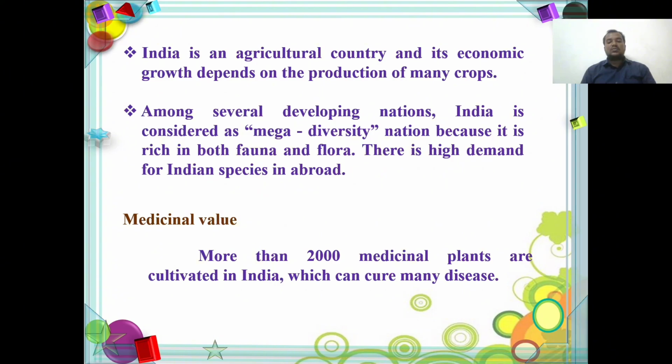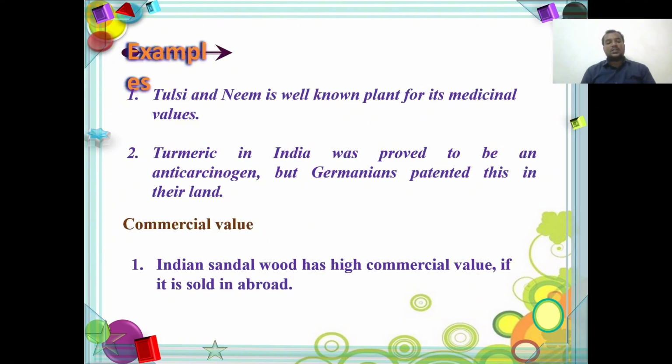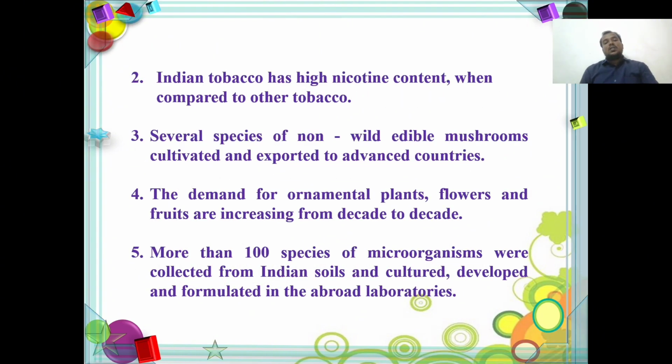Then, medicinal value: more than 2,000 medicinal plants are cultivated in India, which can cure many diseases. Then, commercial value: commonly, sandalwood is a commercial one. It has a high commercial value if it is sold abroad. Then, Indian tobacco has high nicotine content. In recent times in Manipur state, two groups are fighting within the state because of their own needs for some tobacco material. Indian tobacco has high nicotine content compared to other tobacco.